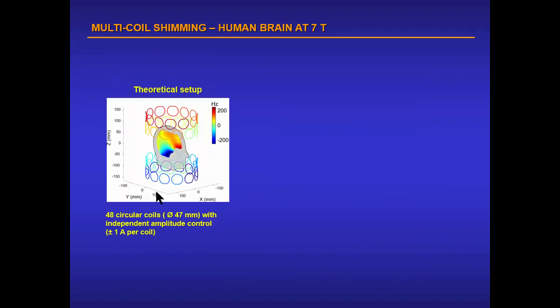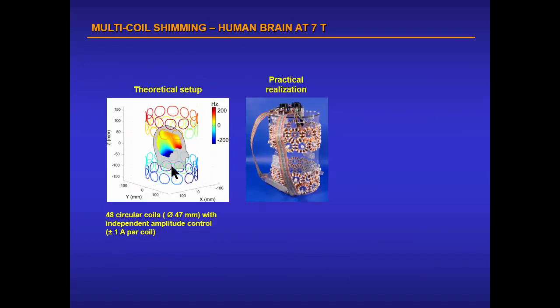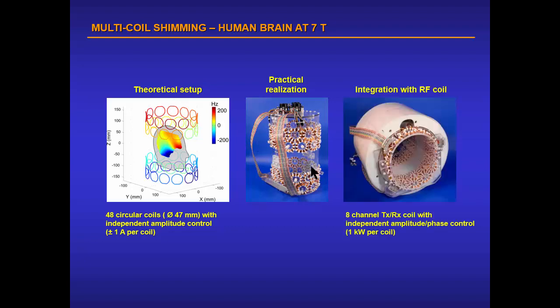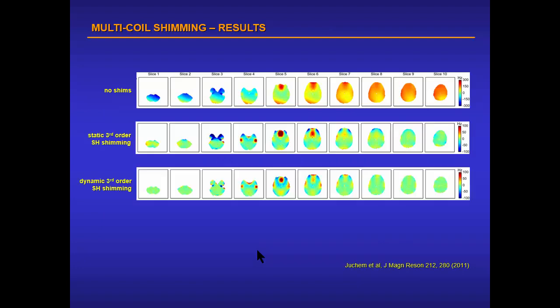Now, we've implemented this to shim the human brain at 7 Tesla. We use 48 coils, distributed like this. This is basically how it was constructed. Simple hand-wound DC coils, put in the RF coil. And then these are the results.